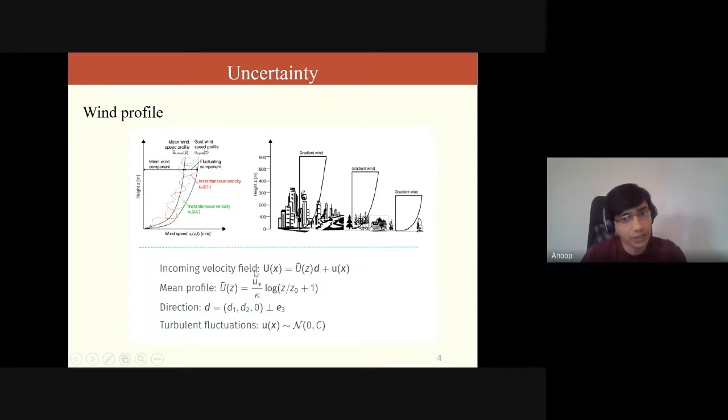And the mean profile has two parameters. One is the mean velocity at a reference height as well as the roughness height. And the roughness height determines what the shape of the wind profile looks like. Depending upon if your building is in the city or on the ocean, it changes. And of course, we have the turbulent fluctuations, which Ustim has already explained in detail.